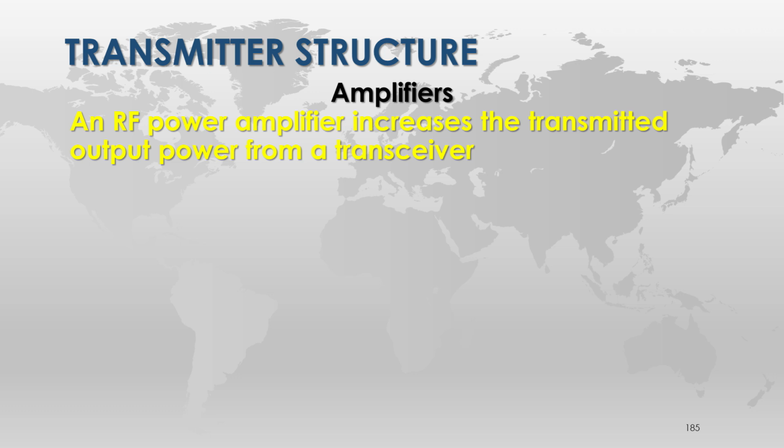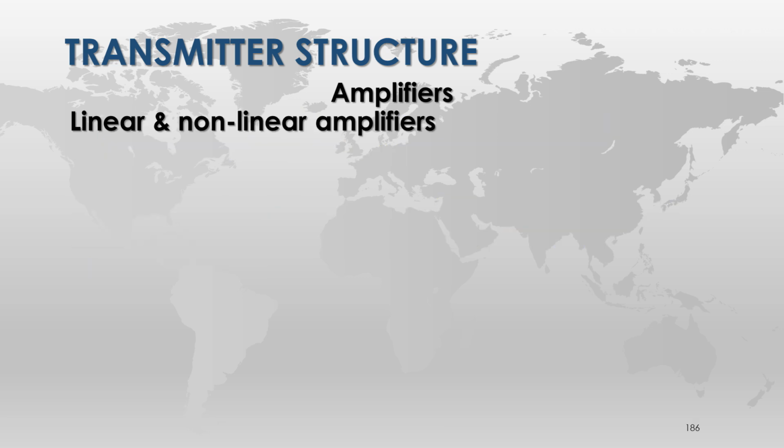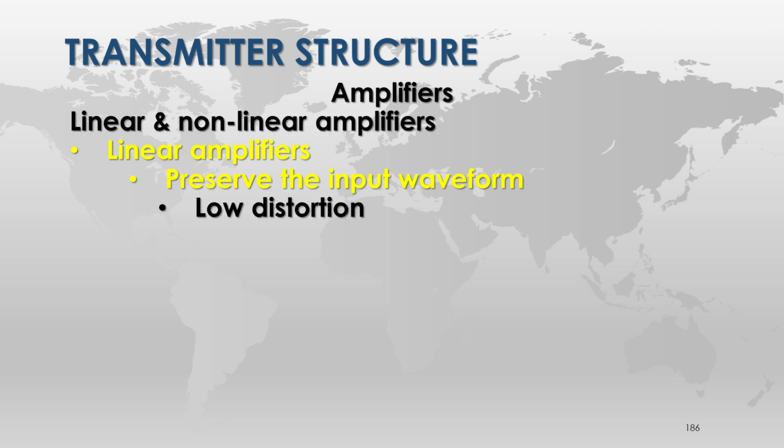Amplifiers. An RF power amplifier increases the transmitted output power from a transceiver. The single sideband/CW/FM switch on a VHF power amplifier sets the amplifier for proper operation in the selected modes. Linear and nonlinear amps. Linear amplifiers preserve the input waveform. And that's the key phrase. The output waveform is identical to the input waveform. They have low distortion, and they're suitable for AM and single sideband.